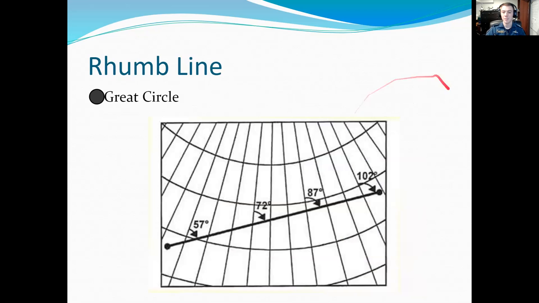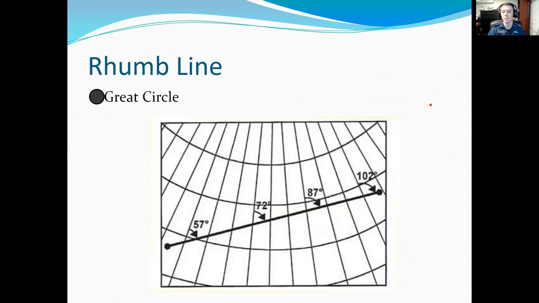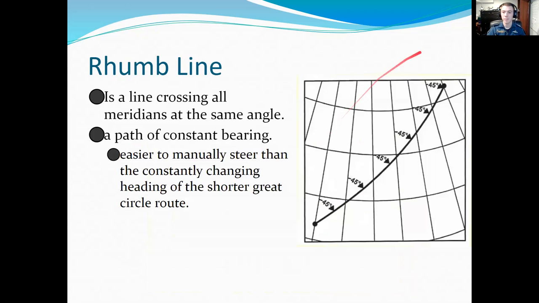Rhumb lines. This is an example of just a regular line crossing across the points here. And as you can see, it's not a Mercator projection. It's the wrong type of projection to be using a rhumb line accurately because it's crossing each line at a different angle, and we don't want that. So here we've got an actual rhumb line, so you can see the difference. This is a perfectly straight line on a curved map as opposed to a curved line on a curved map.